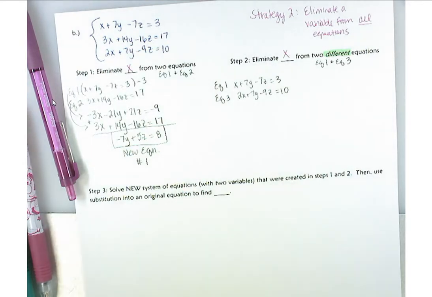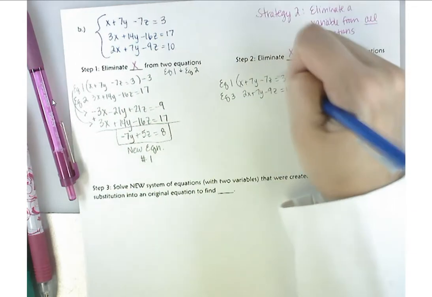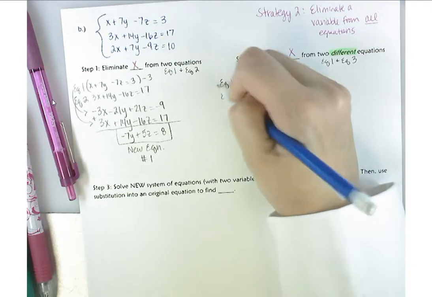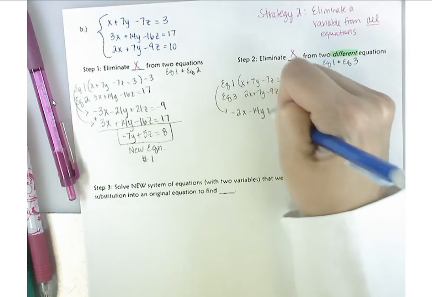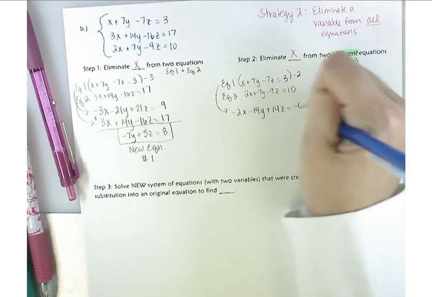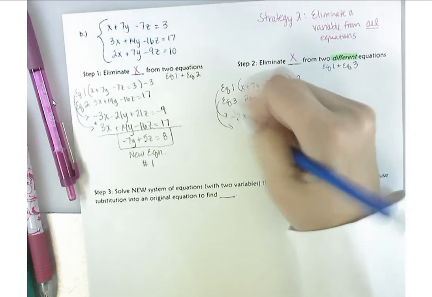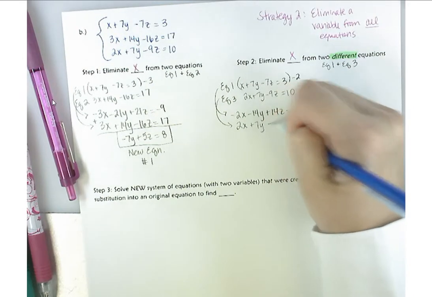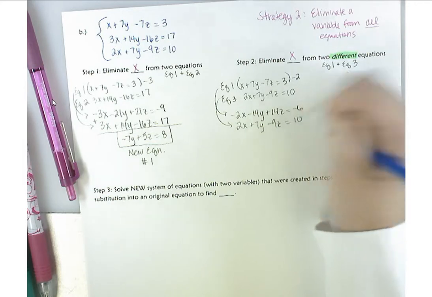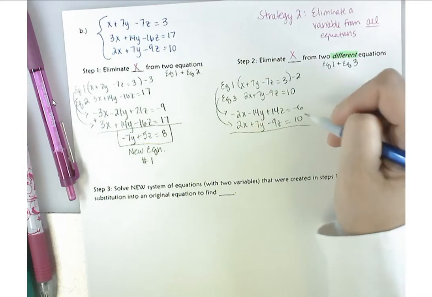Okay, and Henry, what did you choose to multiply by for this? Good, okay, so we multiply by negative 2. So we have negative 2x minus 14y plus 14z equals negative 6. And then the second one's going to stay the same. So we're going to add these together. No calculator.